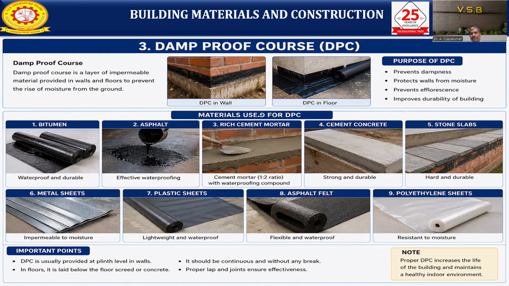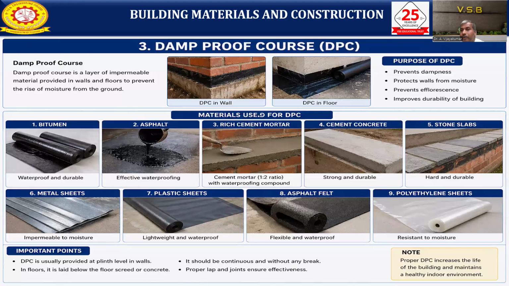We have different types of material used for DPC. Using those materials, we can prevent moisture from the ground surfaces. In walls, we use bituminous material to prevent the moisture, and DPC can be used in floors also. So what is the purpose of damp-proof courses? It is to prevent dampness from the outside and protect the wall from moisture.